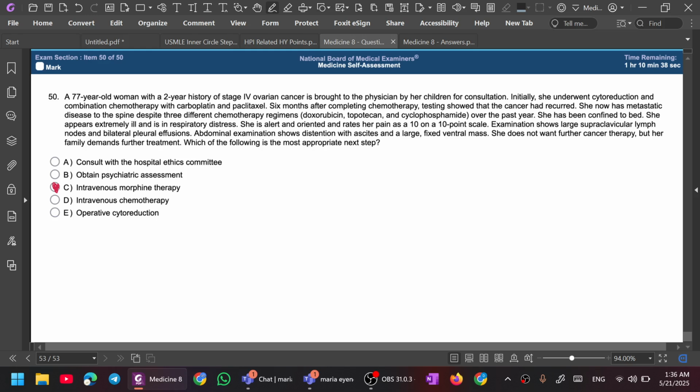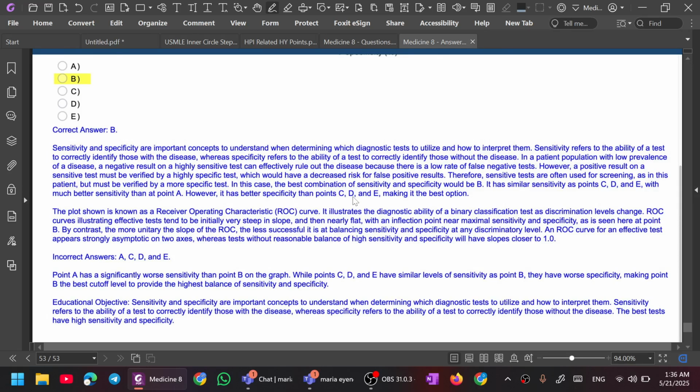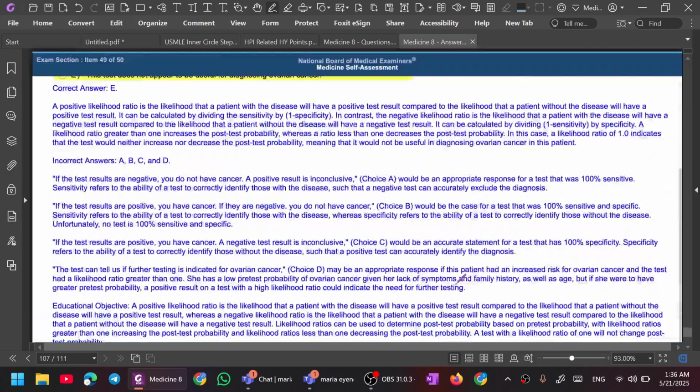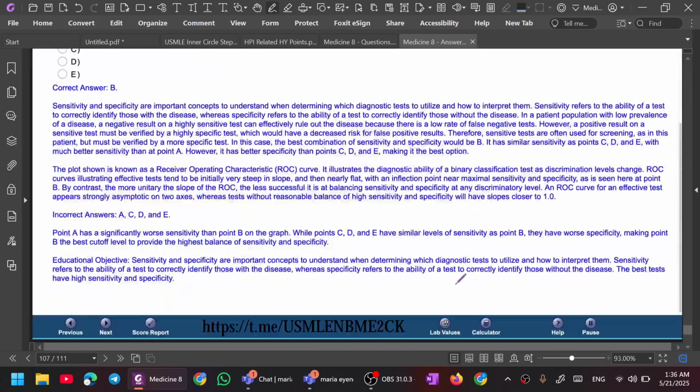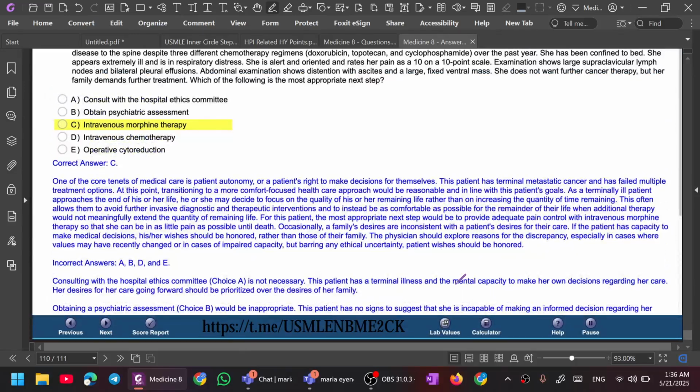And it's not a psych assessment, because a psych assessment would be inappropriate. This patient has no sign to suggest that she is incapable of making informed decisions regarding her goals of care. With progressive metastatic terminal cancer, the decision to forgo further attempts at life-sustaining treatment to focus on quality of life would be a reasonable decision.